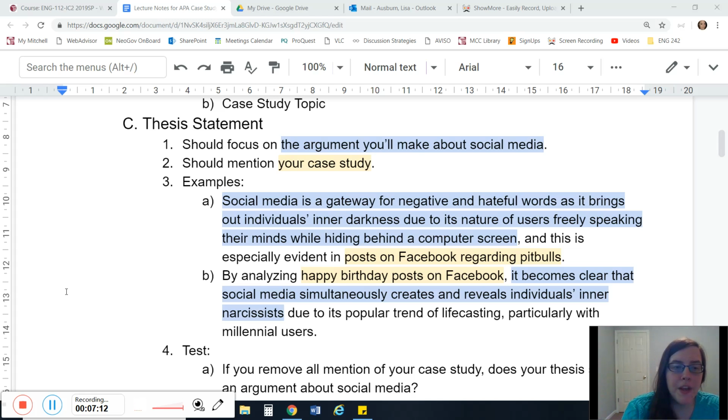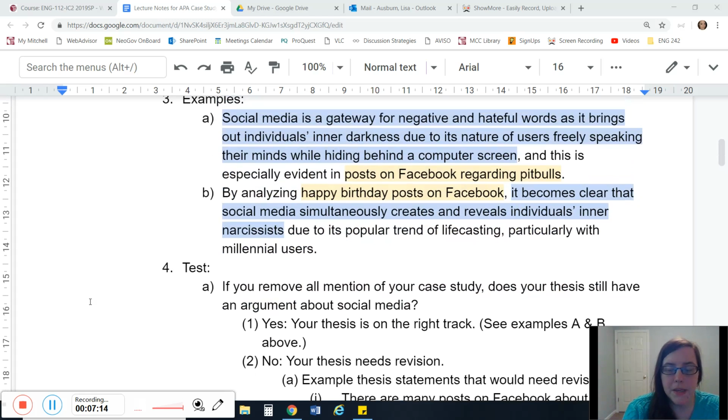And then another example, B: you begin with a case study in this example as opposed to ending with it. So some people might like this structure better. By analyzing happy birthday posts on Facebook, it becomes clear that social media simultaneously creates and reveals individuals as inner narcissists due to its popular trend of life casting, particularly with millennial users. Okay, so happy birthday posts on Facebook, maybe even by millennial users, is my case study, but I could take that out and I would still have an argument about social media.